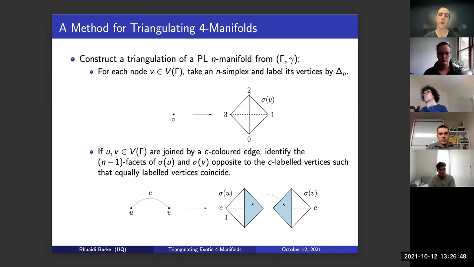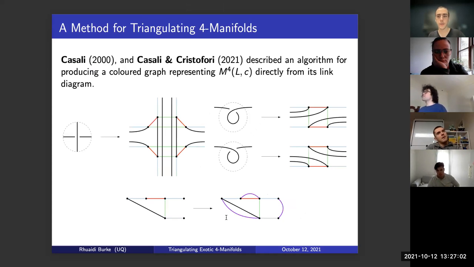Really, what's going on here? If you're wondering, this colored graph is effectively like the one skeleton of the dual graph of the manifold. And here's the magic underlying what I've managed to do. Casali and Cristofori in 2000, and more recently this year in another paper, described an algorithm for producing colored graphs representing two handle bodies straight from their link diagrams.